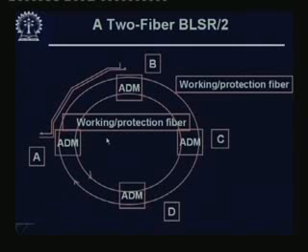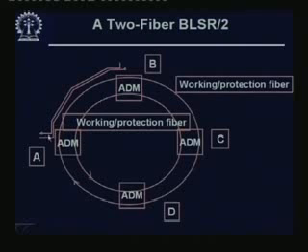There is also a 2 fiber version of BLSR, namely BLSR 2. So, here both the fibers carry working as well as protection traffic. That means, if one of them fails, the other one will give the protection in the other direction of the ring. If you note, the rings are going in the opposite directions.